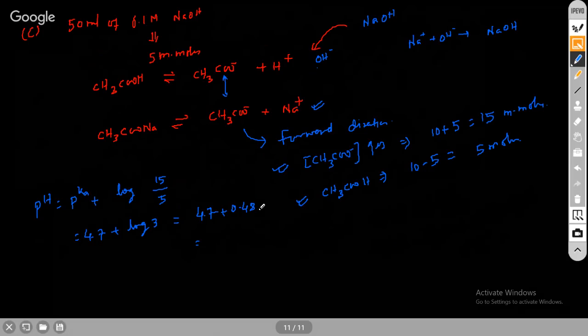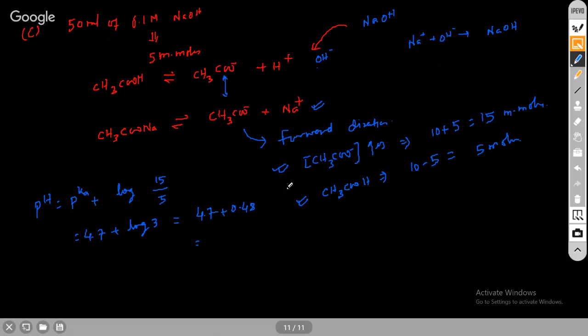Okay, so try to think about this question again at home. This is a very good question which helps you understand how a buffer solution works. If we take the revision class, we'll discuss this again, the working of a buffer solution.